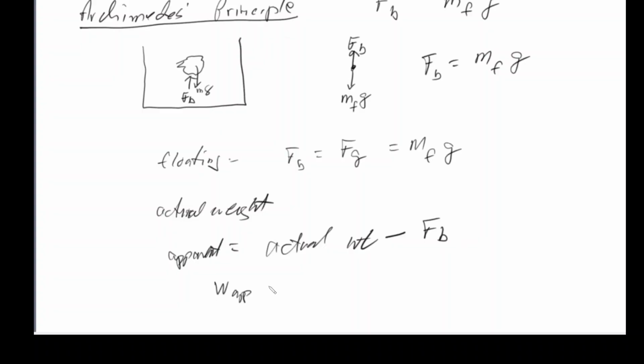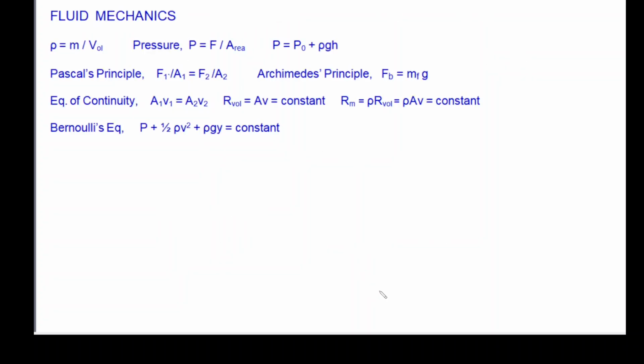So the apparent weight is equal to its actual weight minus F sub B. Now let's talk about fluids in motion. Now, when we discuss fluids in motion, we will use ideal fluids. Real fluid motion is very complicated and will not be discussed here.